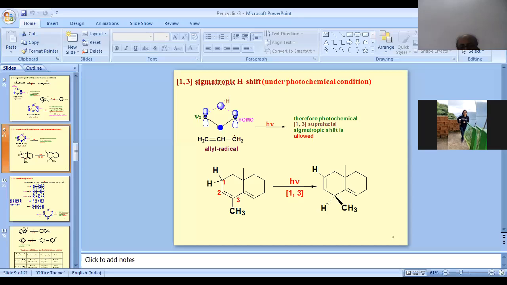Okay, so we find 1,3 sigmatropic hydrogen shift. That was what, that was.